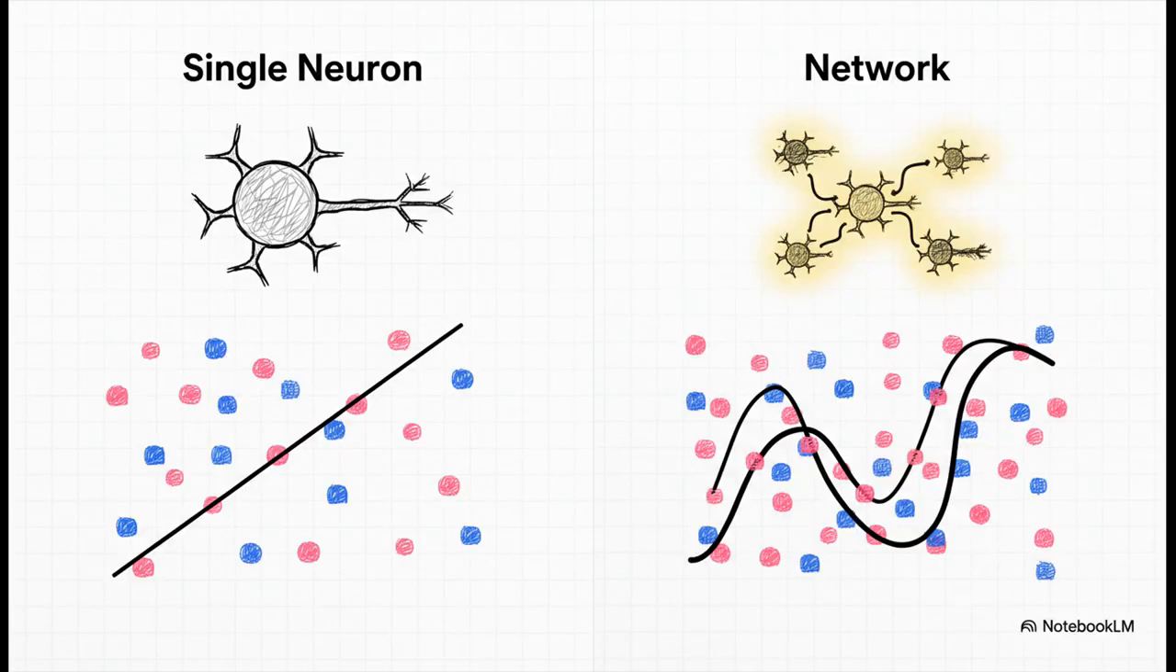Look at that difference. A single neuron is stuck with a straight line, but when you start connecting them into a network, they can create these incredibly complex, squiggly boundaries. The real intelligence isn't in any one neuron. It emerges from the way they're all connected together.